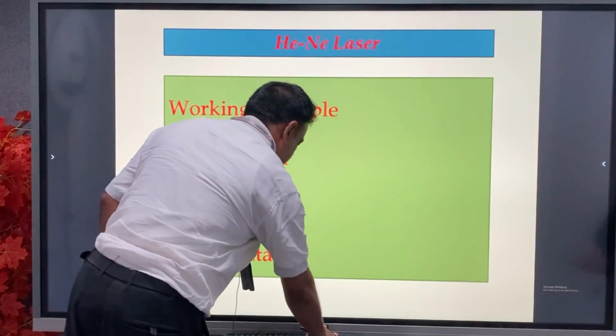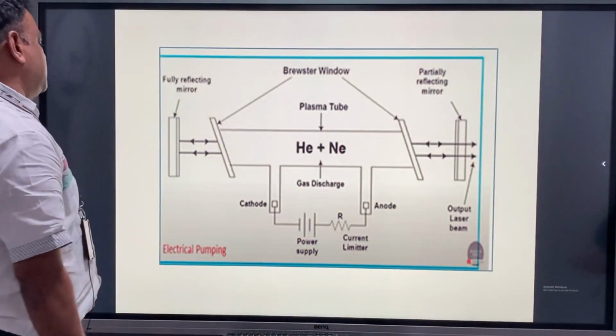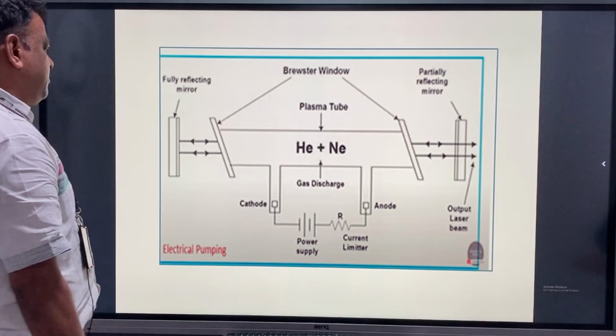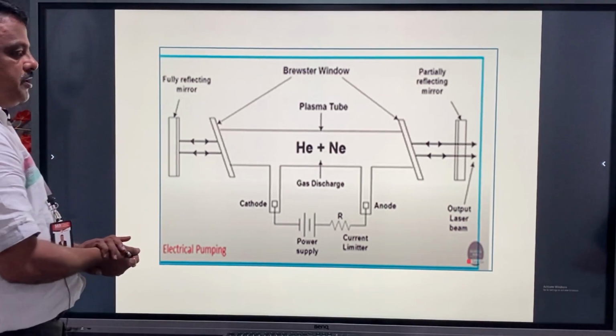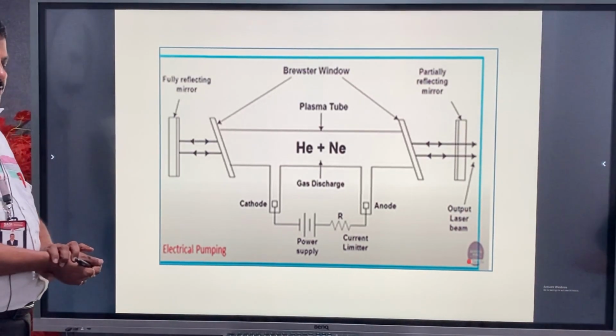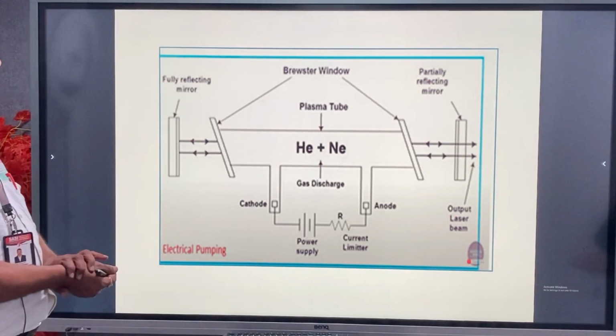The working principle of helium-neon laser. The helium-neon laser works on the population inversion condition. When population inversion is achieved, the helium-neon laser works.